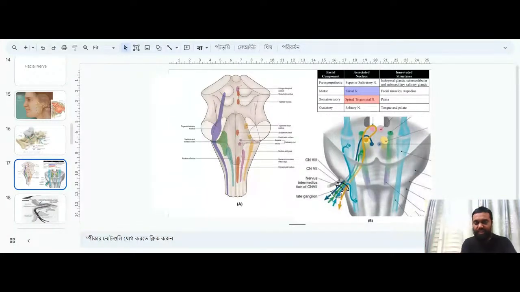Whether these neurons, or the nucleus we see here in this picture, is upper motor or lower motor.